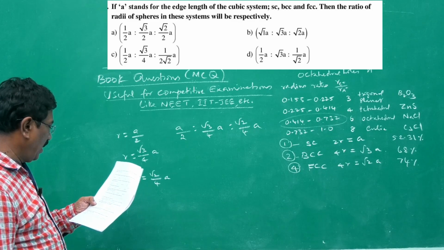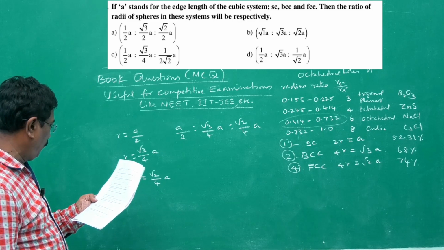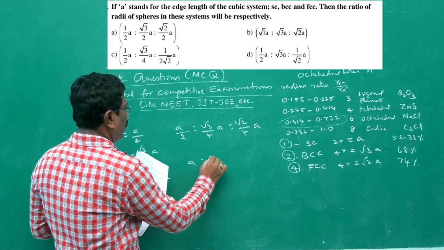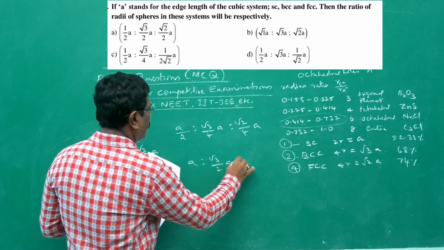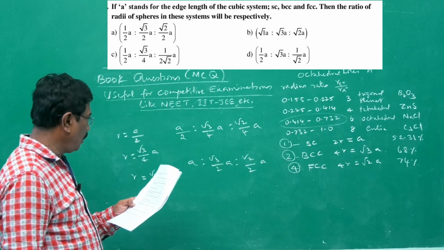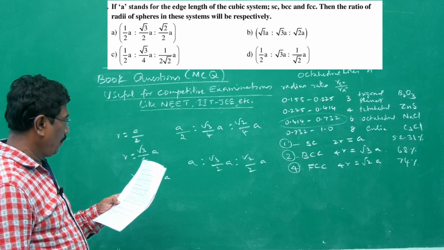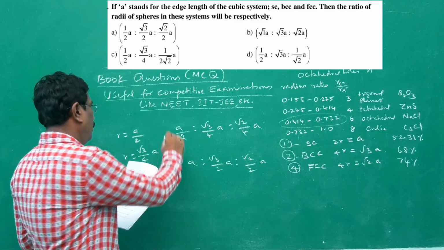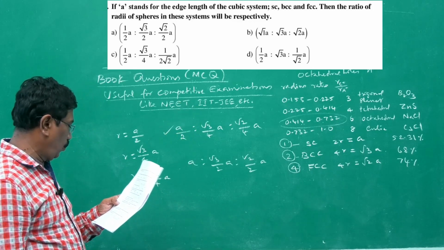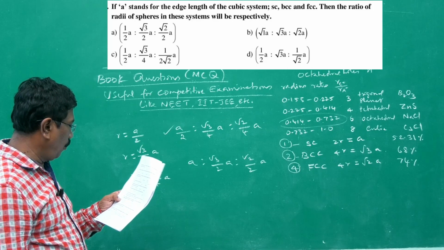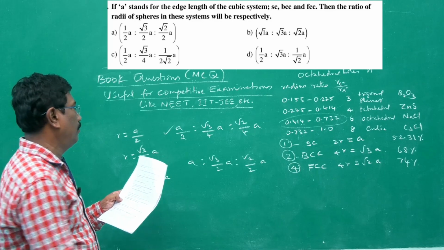Here we can divide everything by 2. If we divide everything by 2, we may get A is to root 3 by 2A is to root 2 by 2A. So, the correct option may be, this option is not found, this is found, A by 2, C option, half A, root 3 by 4A, 1 by root 2 root 2A.